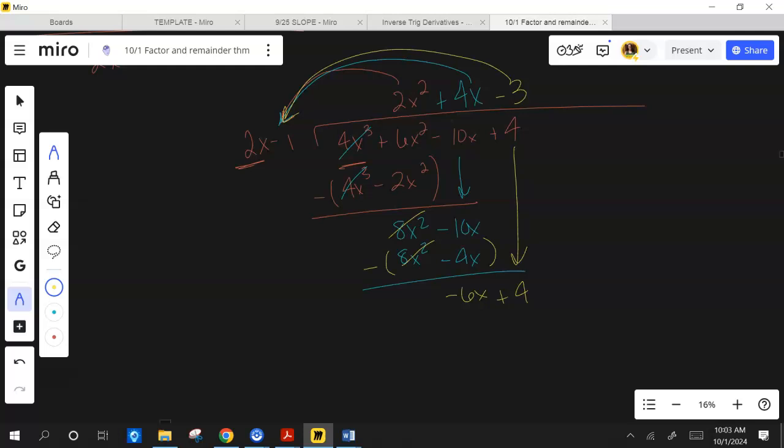How do you know when to stop? That's been the question. Let me finish. Whenever I get to this point, right, I end up with 1. That's the remainder. How do I know that that's the remainder? What can I multiply 2x by to get 1? Nothing. That tells me it's a remainder.